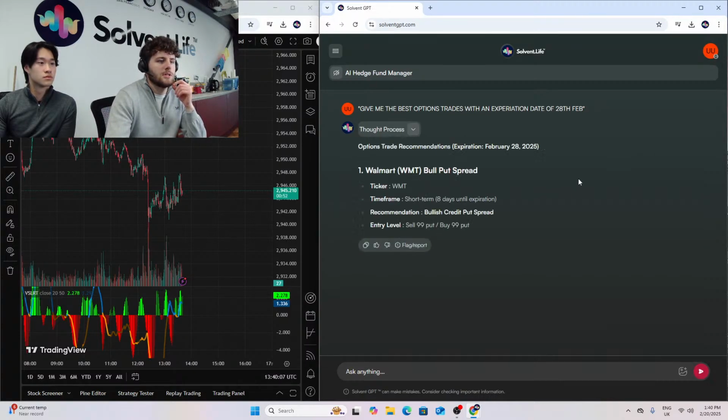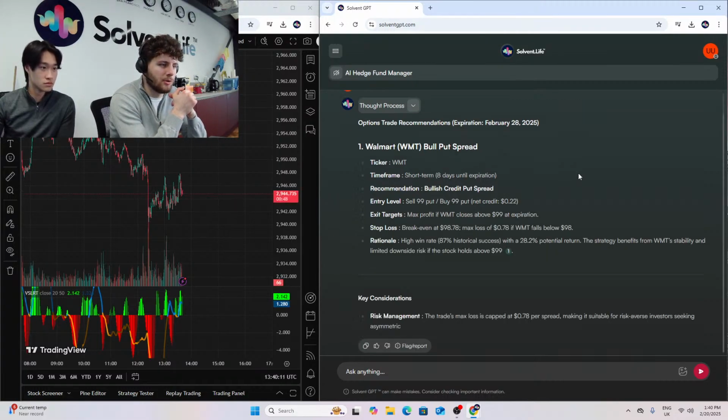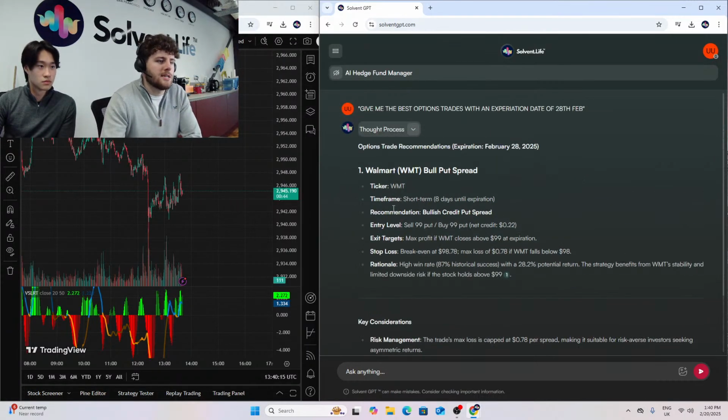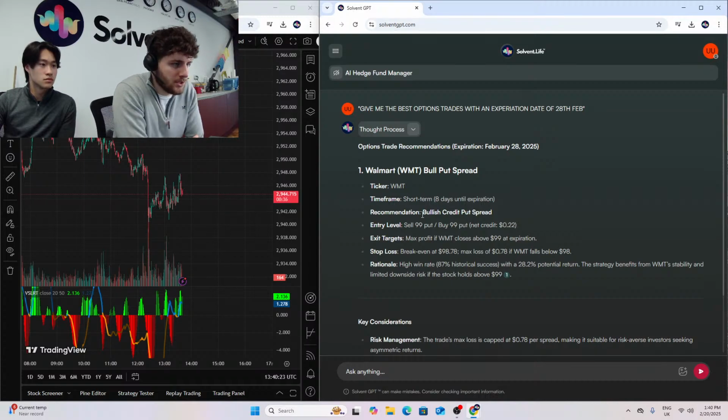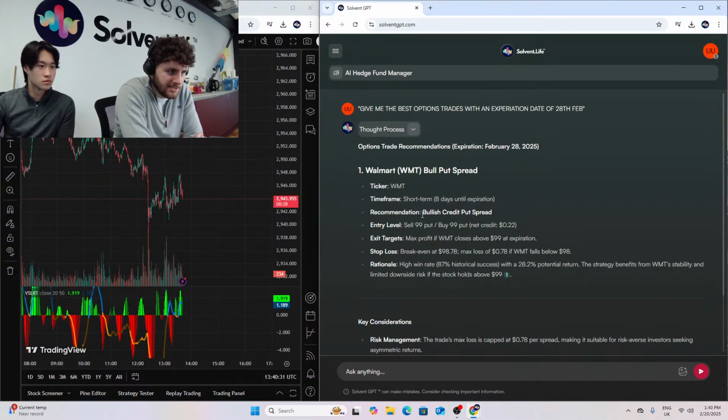Fantastic. So it's given us Walmart. Of course, Walmart has an upcoming earnings report. Walmart is a short term, 8 days until expiration. It's recommended we go for a bullish credit put spread. So our entry level is sell the 99 put and then buy a 99 put. The credit for this is 22 cents.